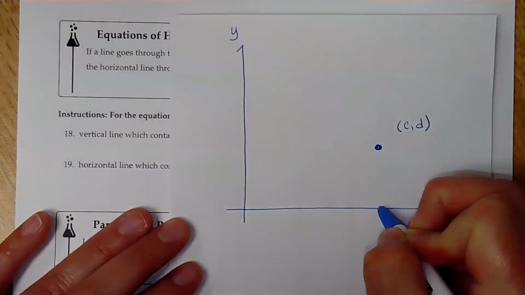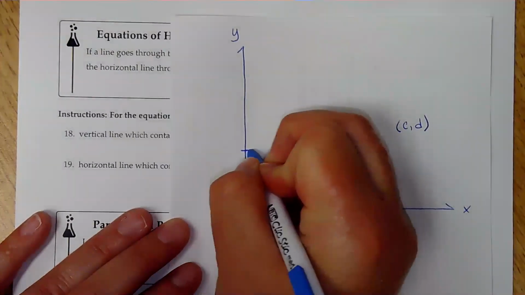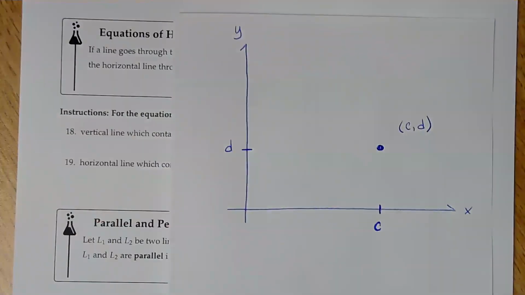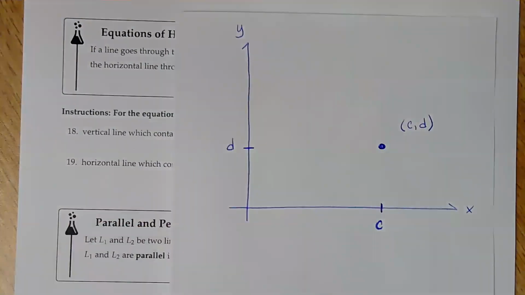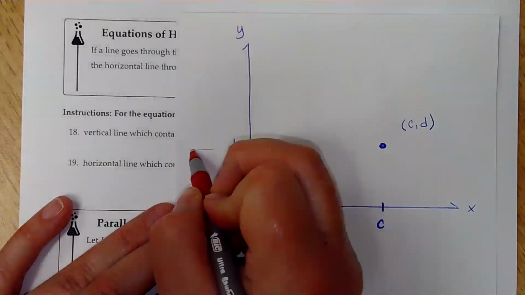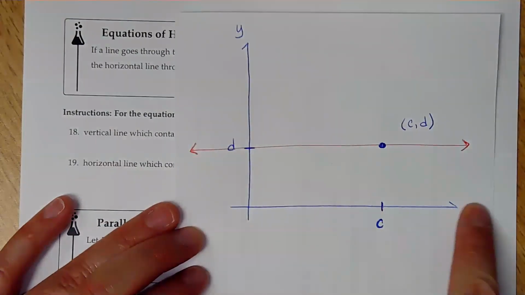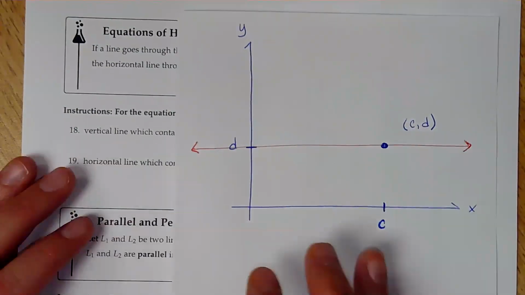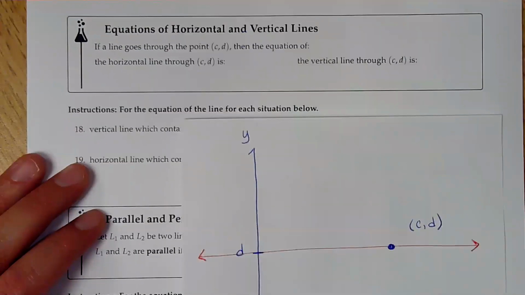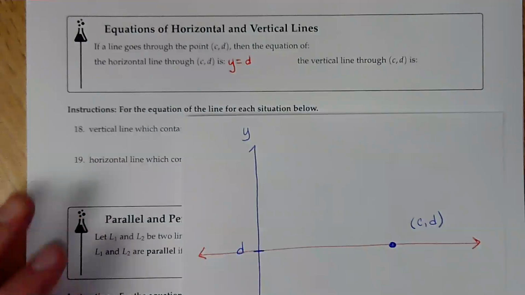So what that means is that this is the X value for C, and this is the Y value. So this is some sort of number on the x-axis, some sort of number on the y-axis here. And let's start with a horizontal line. So a horizontal line is this flat guy here. And you notice that no matter what x is, y is always the same. Y never changes. Y is equal to d. And that's actually going to be our equation here. So the equation of a horizontal line is y is equal to d.